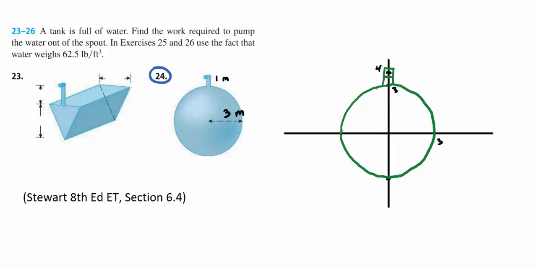So I'm going to draw the ith slice of water, because what we're going to do is find the work done, at least to start, we're going to find the work done in pumping out the ith slice of water. So from this perspective, the ith slice of water is actually going to look like a rectangle, of course. But what is it actually?